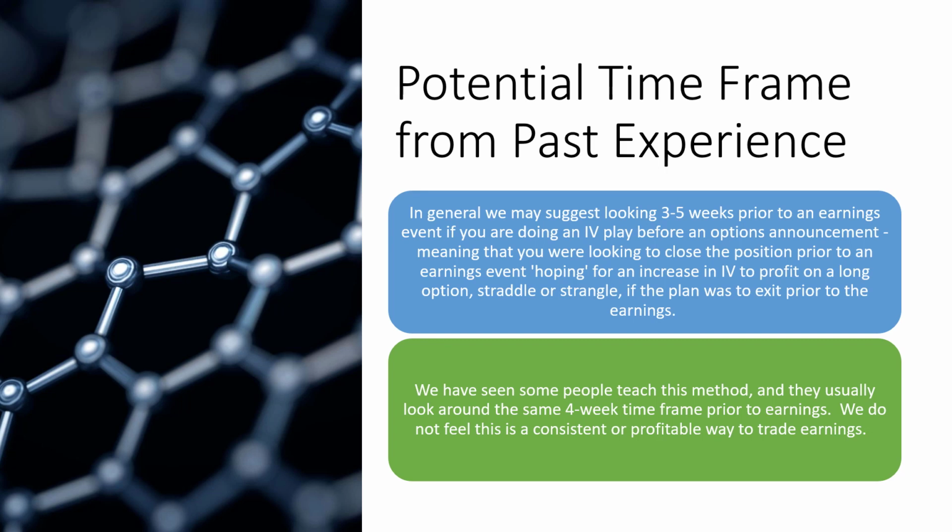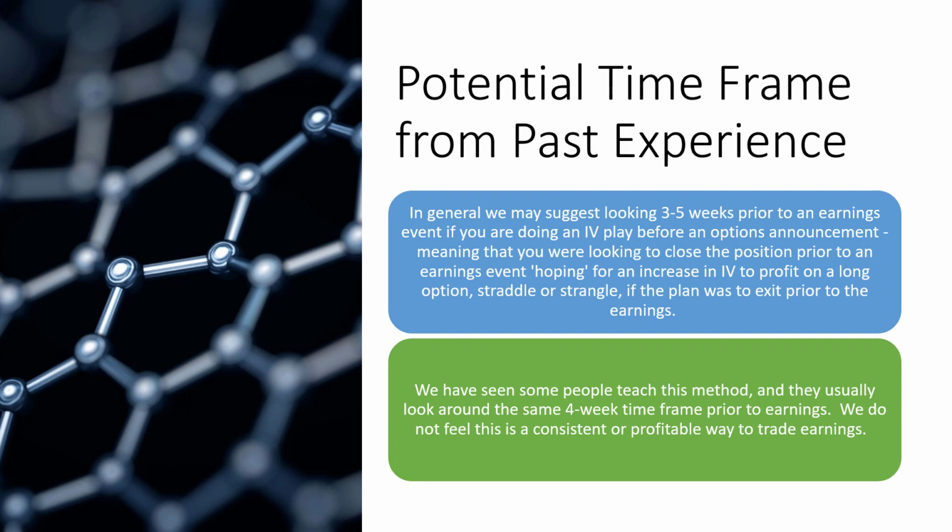From past experience, we generally suggest looking 3 to 5 weeks prior to an earnings event if you're doing a straight IV play before an earnings announcement, meaning that you are buying a call, buying a put, or potentially buying a straddle or strangle, looking to close the position prior to the earnings event, hoping that the increase in IV leading up to that earnings event would be enough to profit on the straddle, the strangle, or the straight option position.